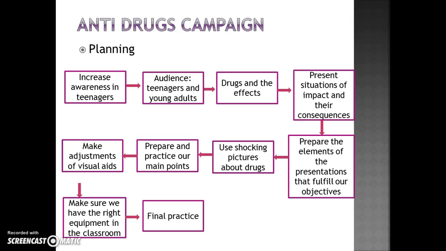We're going to prepare our practice and our main points, make adjustments to visual aids, and make sure we have the right equipment in the classroom and for the final practice before the presentation.